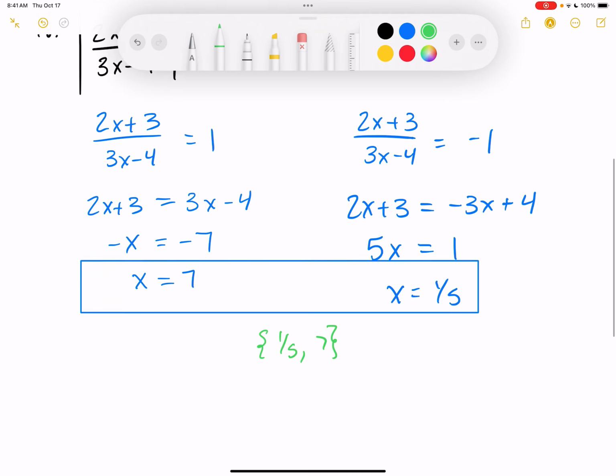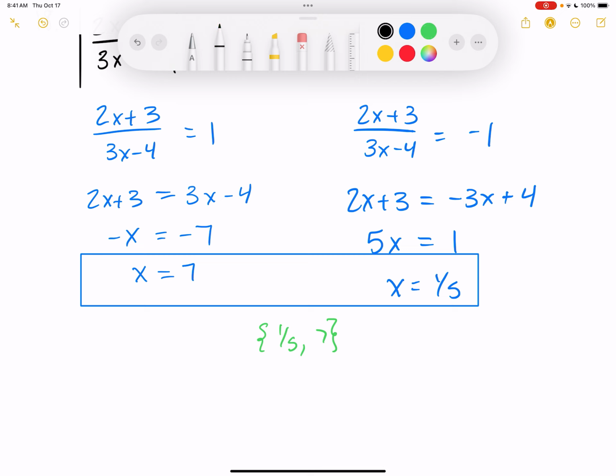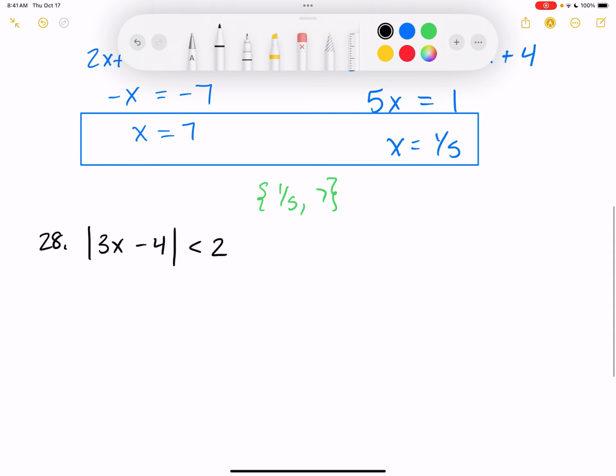So if I have an inequality, like 28, the absolute value of 3x minus 4 is less than 2. When I have an inequality, I still copy things down exactly as it is one time, but then the other time I flip the inequality and I make it negative. So this one's going to be 3x minus 4 is less than 2. So that one stays as is. The other one, 3x minus 4, is greater than negative 2.